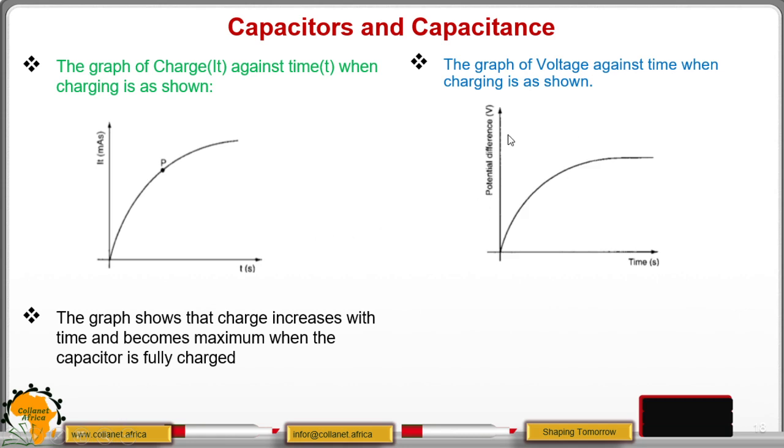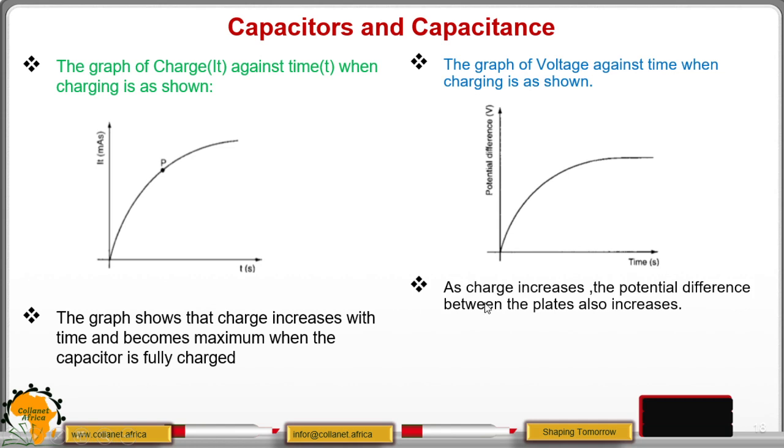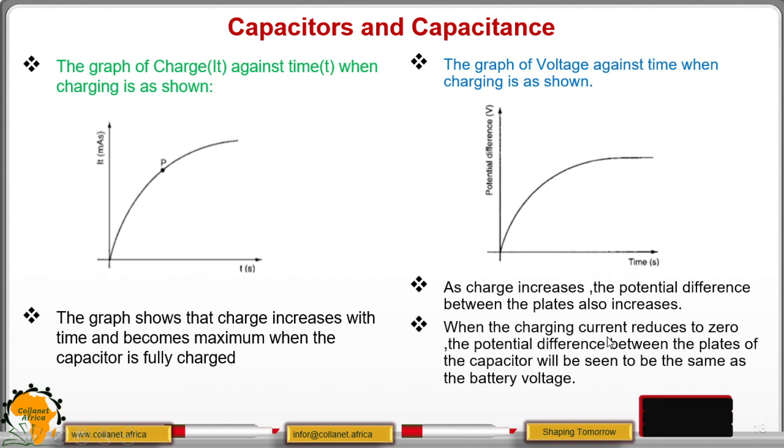So the potential difference also increases with time, which implies that as charge increases, the potential difference between the plates also increases. And when charging, the current reduces to zero. When the charging current reduces to zero, the potential difference between the plates will be seen to be the same as the battery voltage. I've told you earlier that if it is 3 volts and the current is 0, then you find that the voltage across the terminals of a capacitor will also be 3 volts.